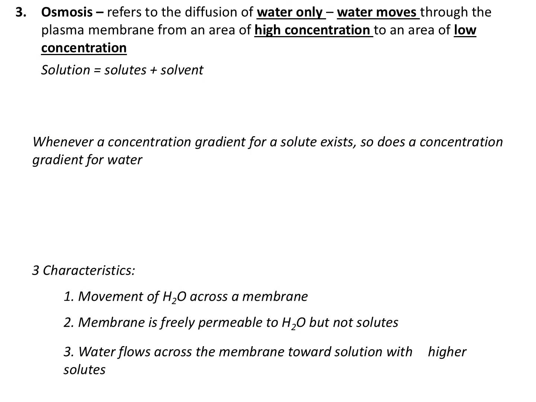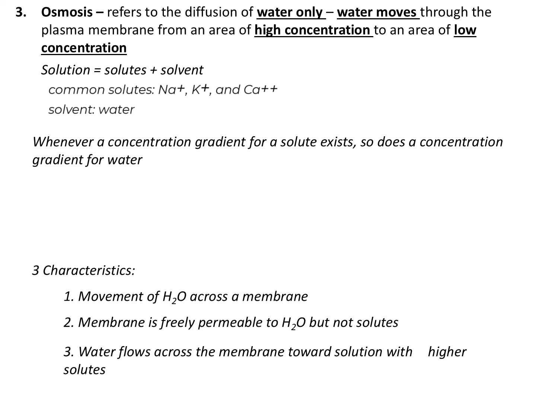The third type of simple diffusion is osmosis. Osmosis refers to the diffusion of water. Water moves through the plasma membrane from an area of high concentration to an area of low concentration. In a solution, there are solutes and solvents. In the human body, the most common solutes are sodium, potassium, and calcium. In our body, the solvent is water.